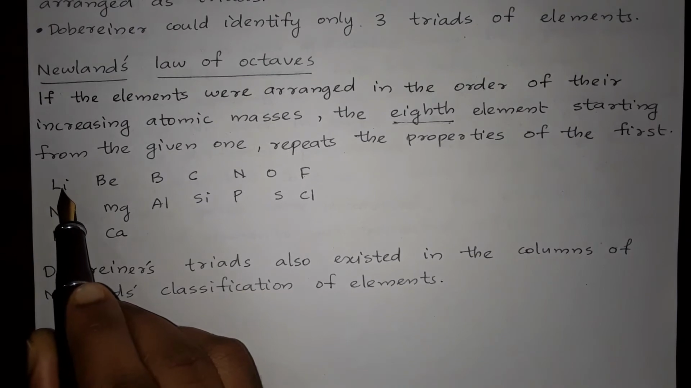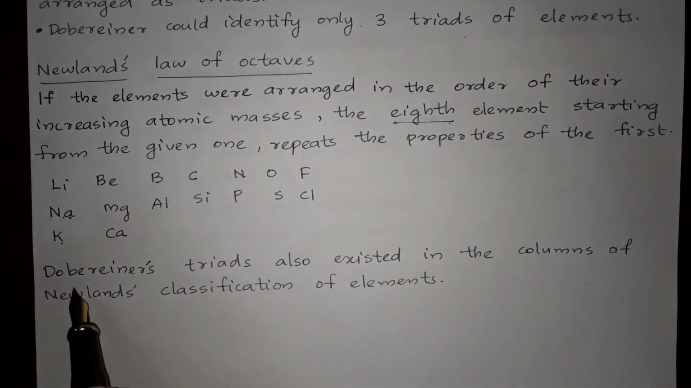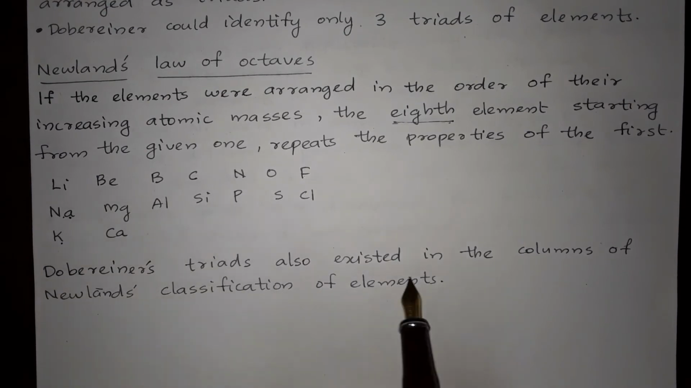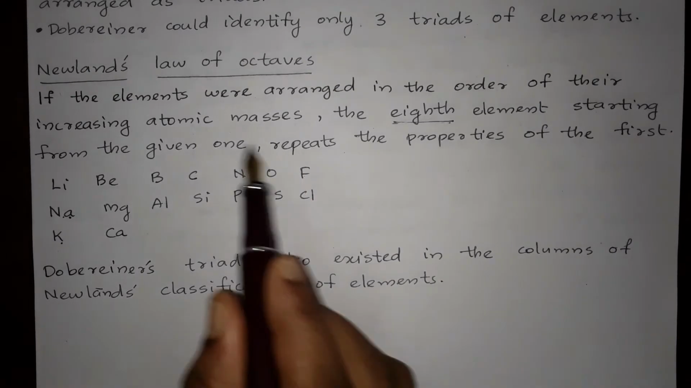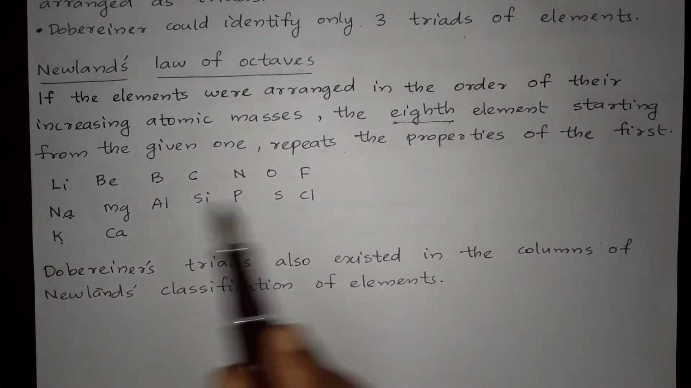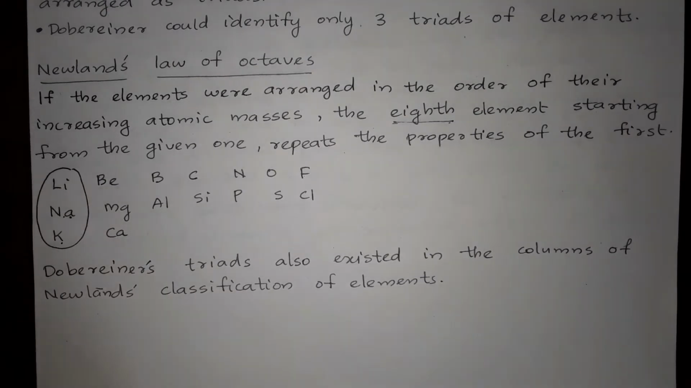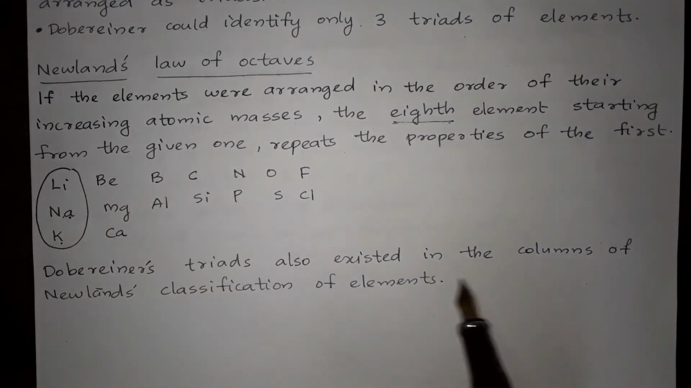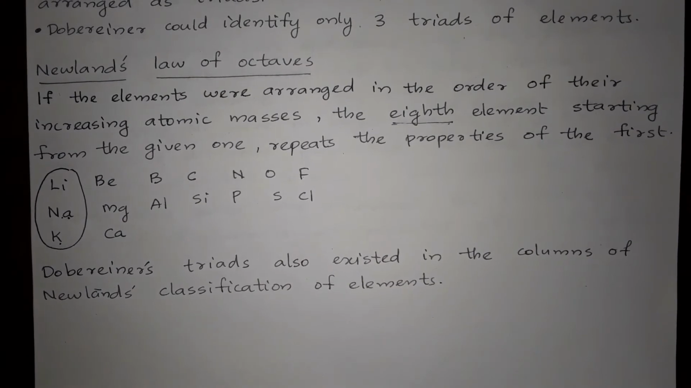Okay, we know lithium and sodium have similar properties. So Dobereiner's triads also existed in the columns of Newlands' classification of elements. This is Newlands' classification of elements. See here, lithium, sodium, potassium. This was there in Dobereiner's triads also. So Dobereiner's triads also existed in the columns of Newlands' classification of elements.